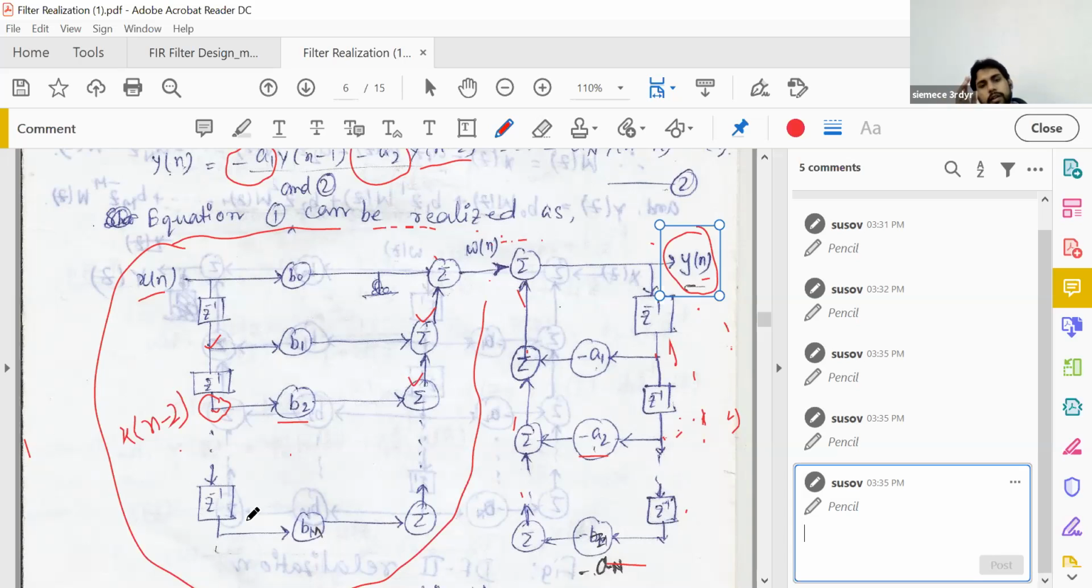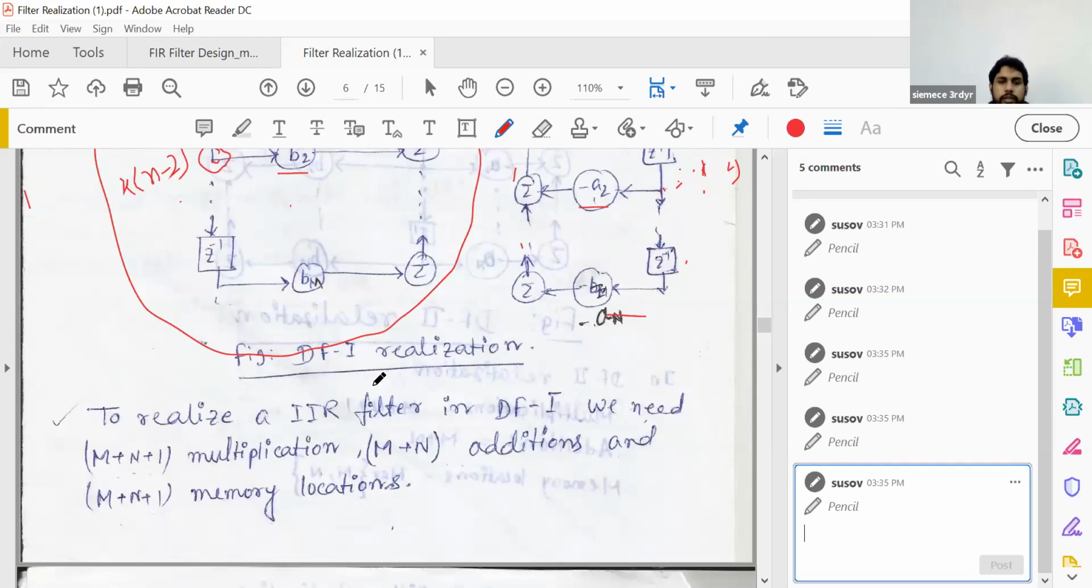Now, after designing an IIR filter using any method, either bilinear transformation or impulse invariance technique, you can represent your H of z as either DF1 or DF2 or cascade or parallel, whatever it is. Then we can realize it structure-wise, mathematically, or at the memory element level. So this is the DF1 realization.